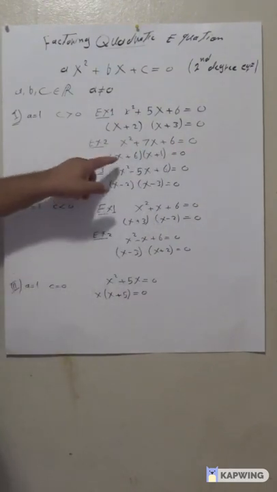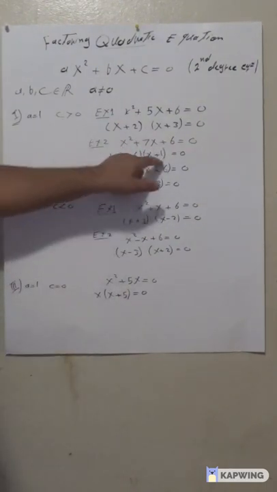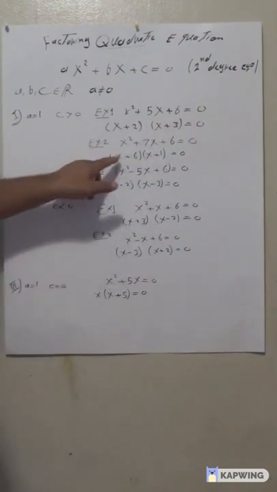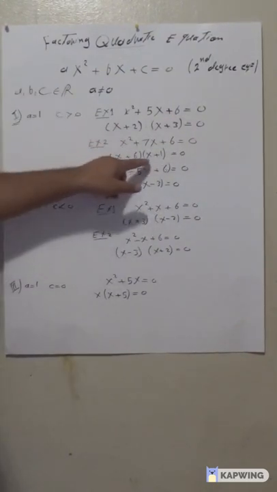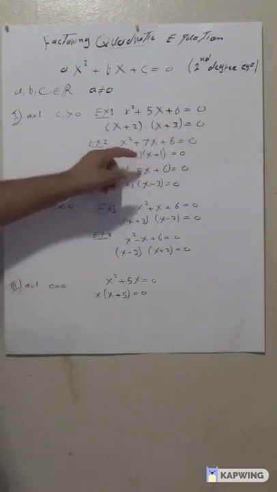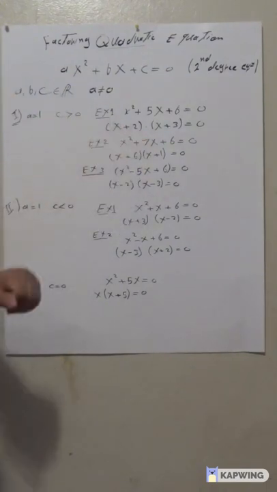If I want to check it, x times x is x squared, 6 times 1 is 6. If I check the cross terms, x times 1 is x, 6 times x is 6x, 6x plus 1x is 7x. That's correct.